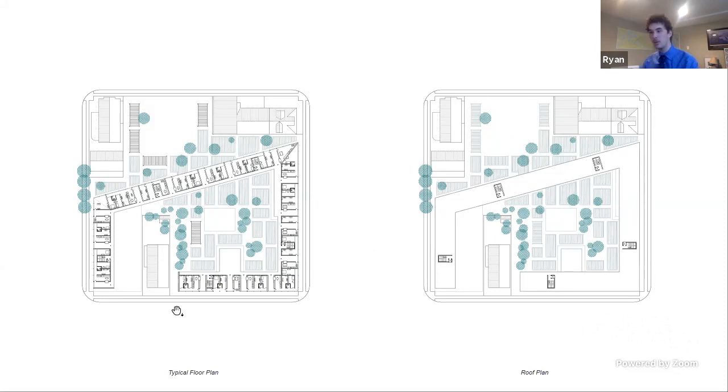Here's the typical floor plan. As you can see, like in the sectional house, the rooms are arranged similarly to a shotgun, with a single entry here and a single long corridor with all of the rooms branching off of that. And then with the vertical cores evenly spaced around the building that go up to this roof terrace.